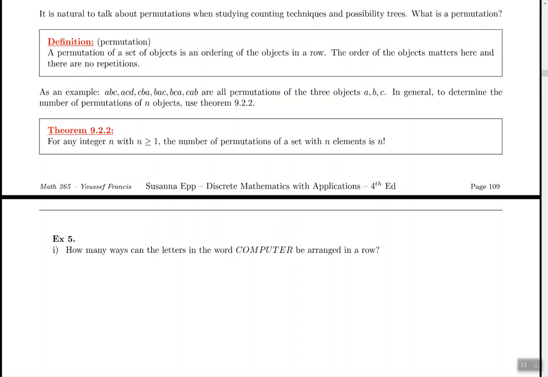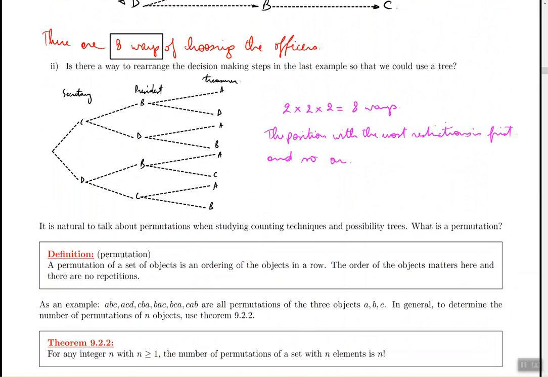The concept of permutation comes up very naturally when you're talking about the multiplication rule. And what is a permutation? In math, we say that a permutation of a set of objects is just ordering the objects in a row. The objects can be written in any order you want, but they cannot be repeated. Like for example, when I chose the president and treasurer and secretary, I was just basically making a permutation. That's what we did in the previous example over here. So I was just making different permutations.